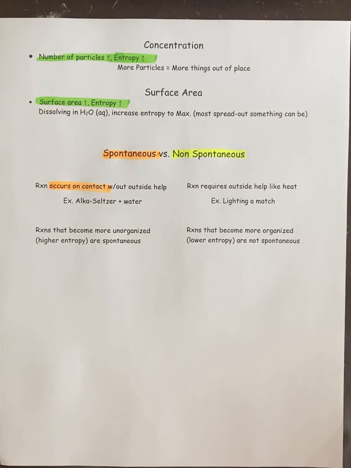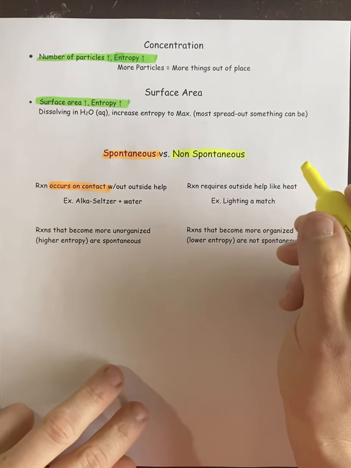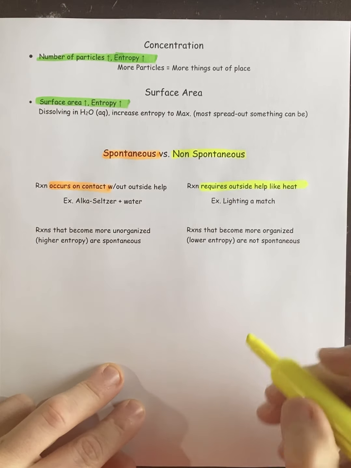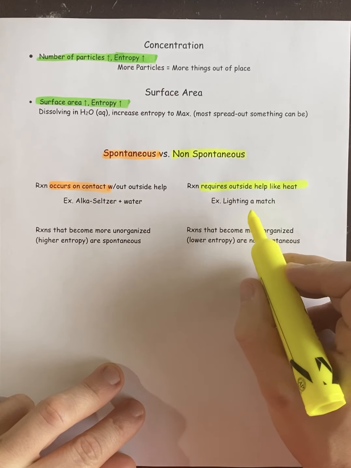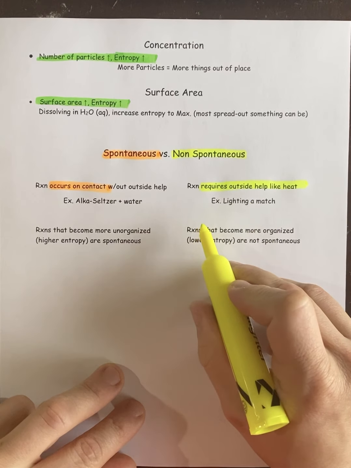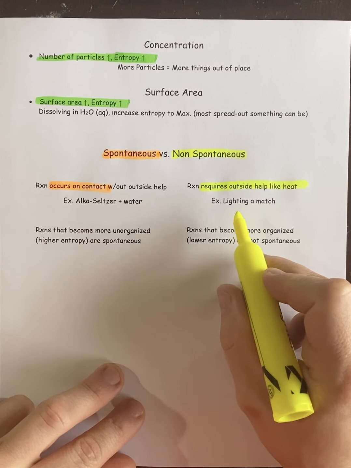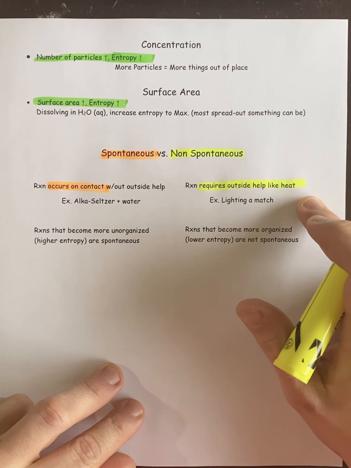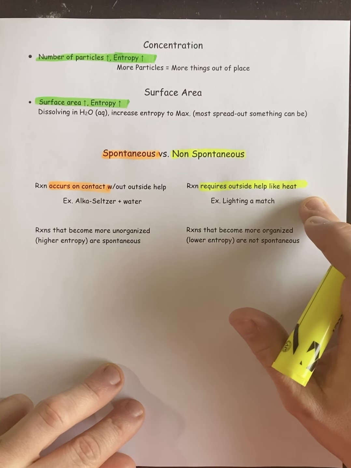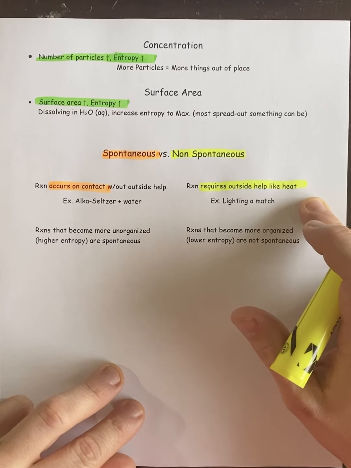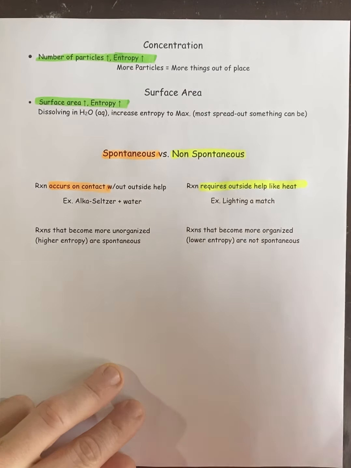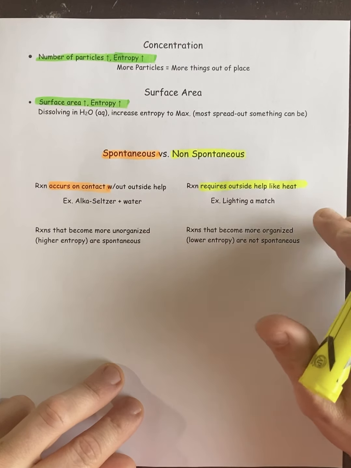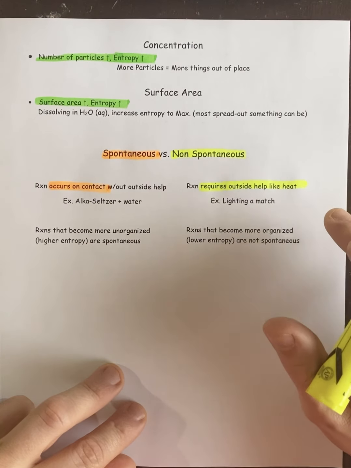Now, non-spontaneous reactions require some outside help, typically heat, but not always, like lighting a match. In other words, if I take the match tip and I put it on the striker pad, the moment they touch, well, nothing happens. In order to make the match light, I need to rub the match head along the striker pad in order to get enough heat in order to make it react. That is an activation energy. We've mentioned that before, but it's also a non-spontaneous reaction. They won't happen on their own.